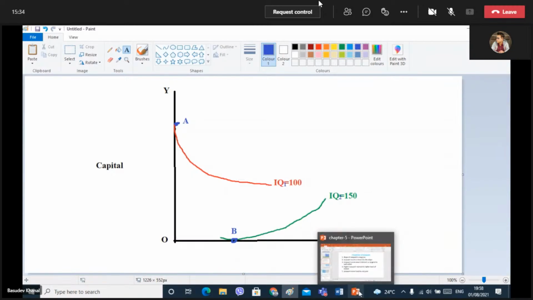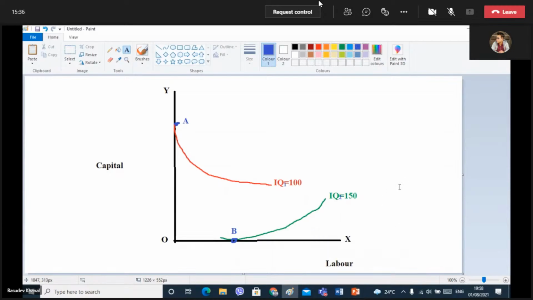This is the fifth property of isoquant. So draw the diagram.